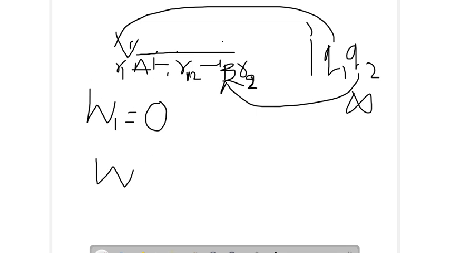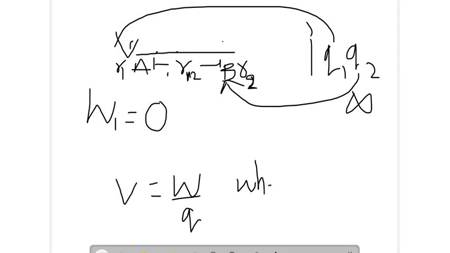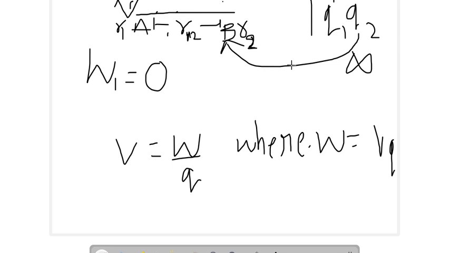That is, V is equal to W divided by Q, where W is equal to V into Q. Okay, V is equal to W divided by Q.